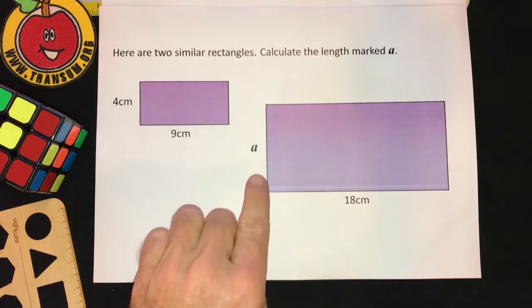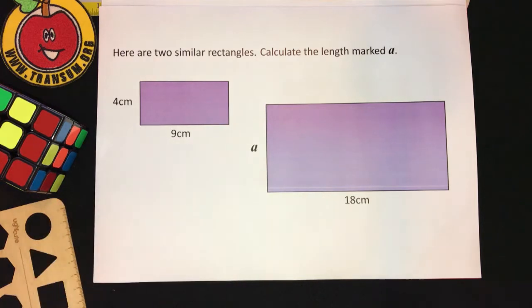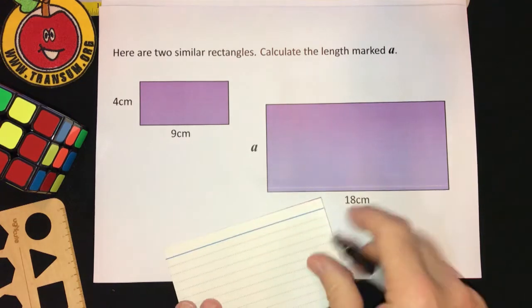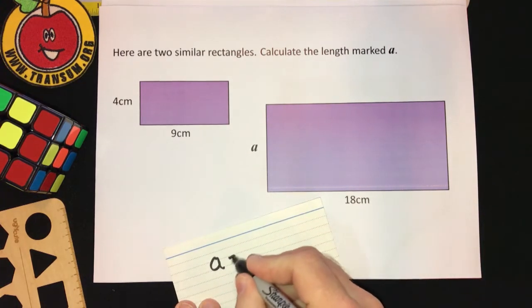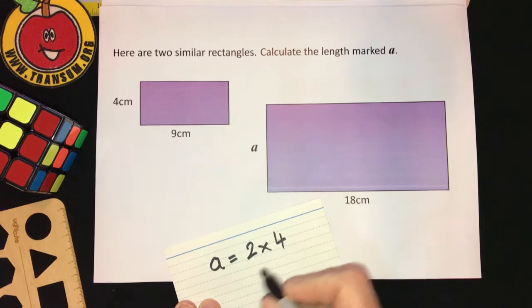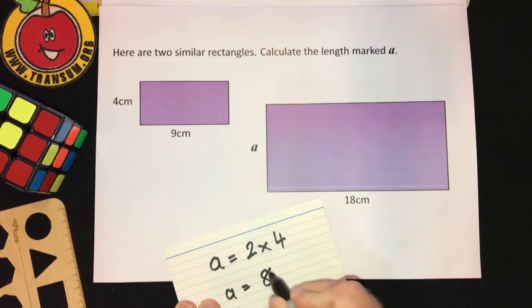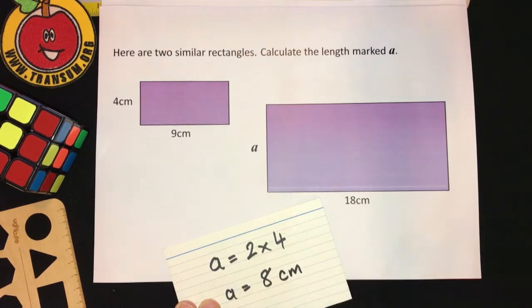And that means that the side A is 2 times as long as 4. So we can say that A is 2 times 4, or A is equal to 8, and it's in centimeters. So the answer to the first question is 8 centimeters.